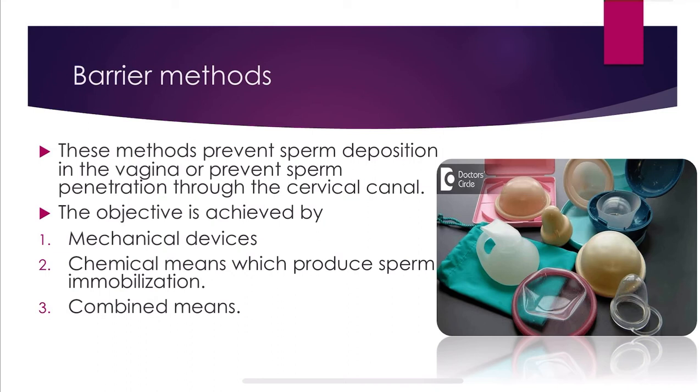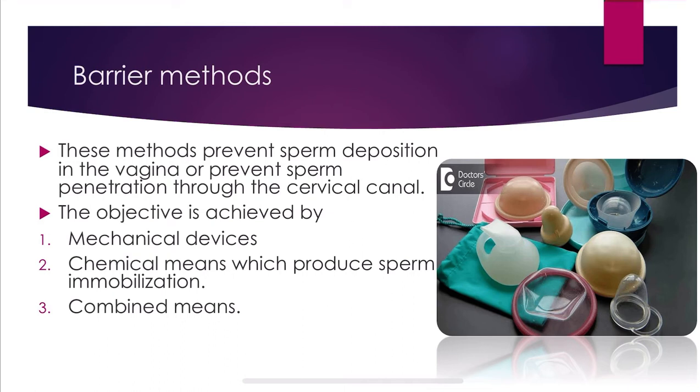Barrier methods. These methods prevent sperm deposition into the vagina. So guys, you see here a barrier is formed, an obstruction. What is this doing? It is preventing the sperm deposition into the vagina, or preventing sperm penetration through the cervical canal. So it does not allow the entry of sperms into the cervical canal. What are the objectives? It is achieved by mechanical devices, chemical means which produce sperm immobilization, and combined means.